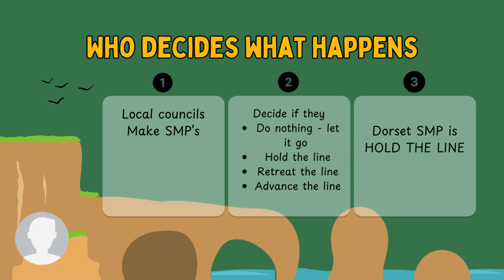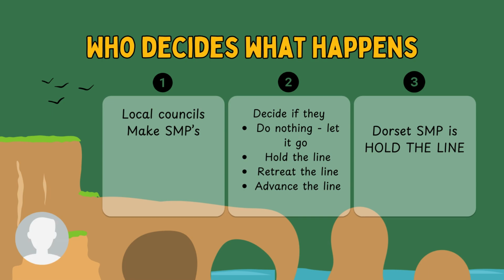So who decides what happens to a stretch of coastline? Ultimately, councils are responsible for their stretch of shoreline and have to produce a shoreline management plan, an SMP, for their stretch of coast. There are four main options they can choose from.